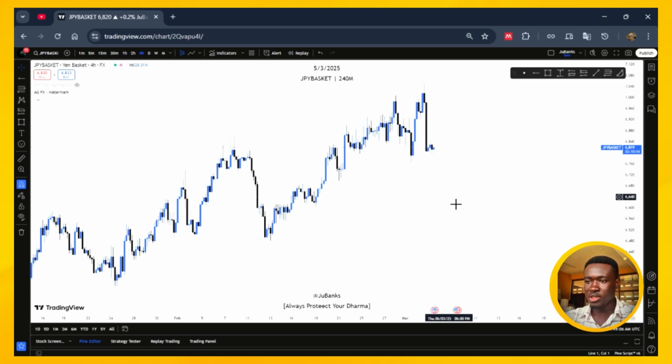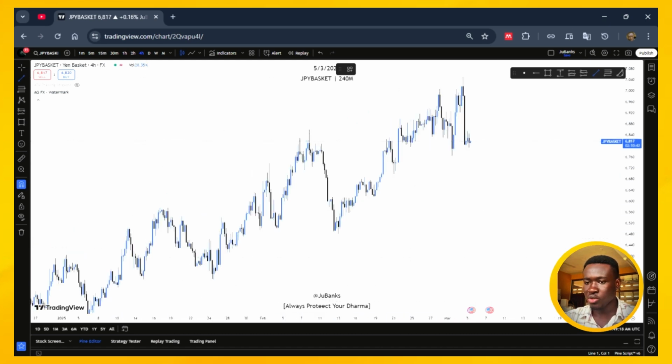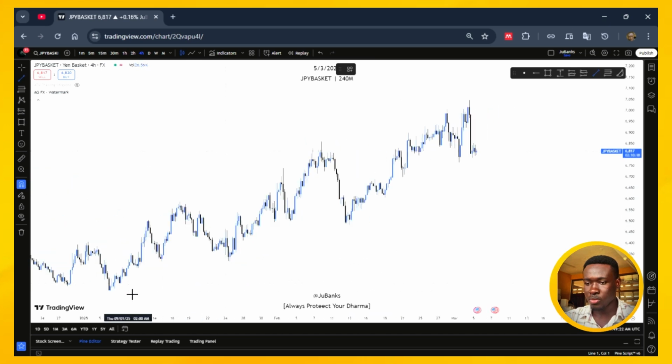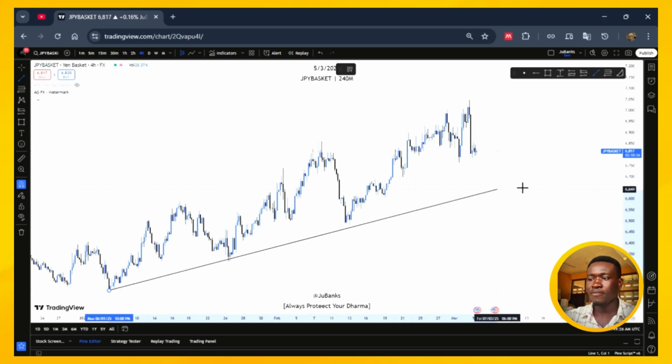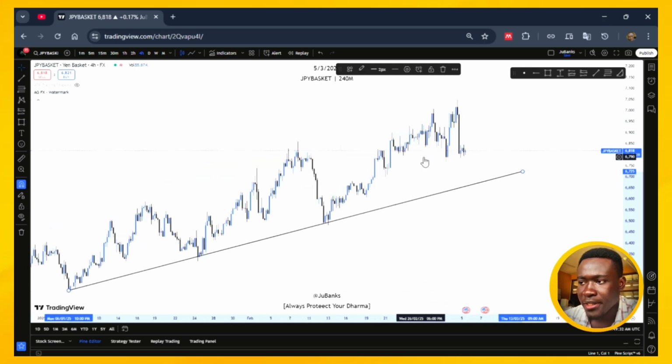So you could see this is an uptrend on the 4-hour time frame. With a trend line, you could draw something that graphically shows that you are in an uptrend. Noticing this, I knew that the JPY index was in a bullish trend.